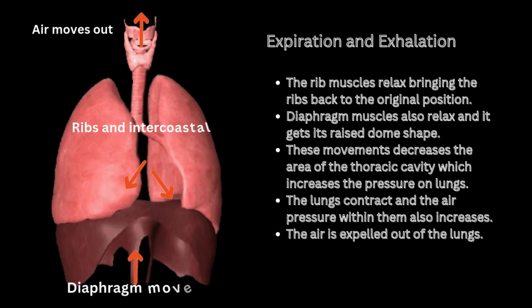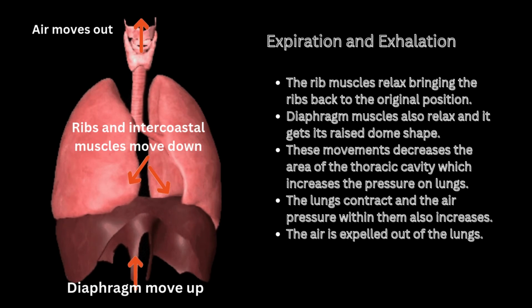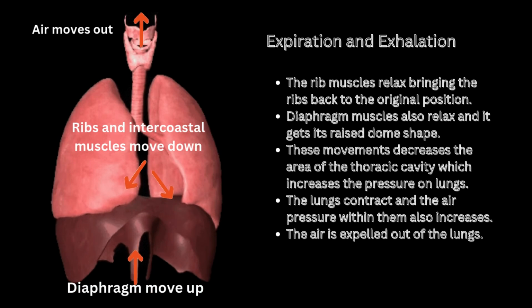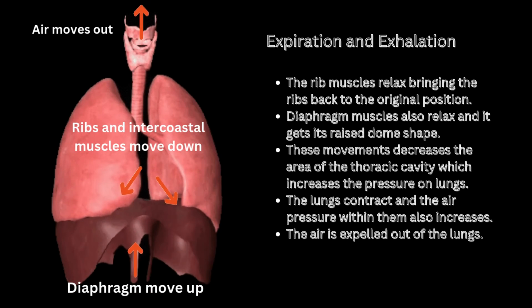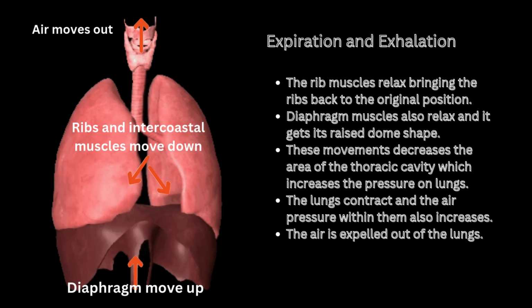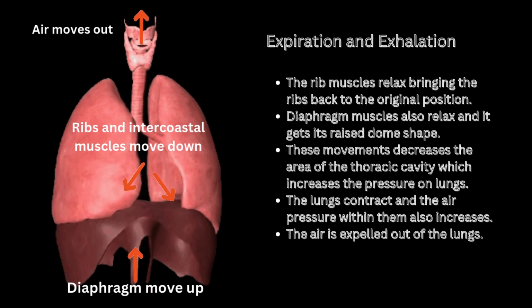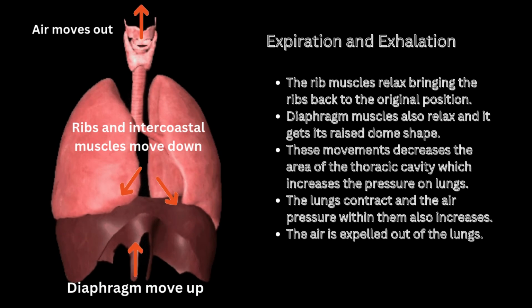After the gas exchange in the lungs, the impure air is expelled out in the exhalation. The rib muscles relax, bringing the ribs back to the original position. The diaphragm muscles also relax and it gets its raised dome shape. This reduces the space in the chest cavity and increases the pressure on lungs. The lungs contract and the air is expelled out of them.